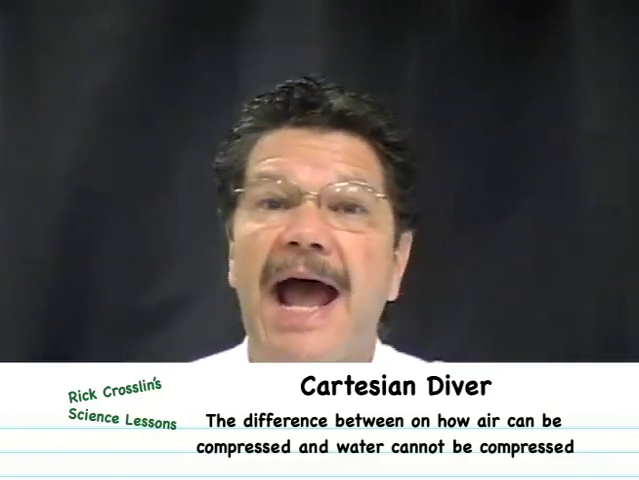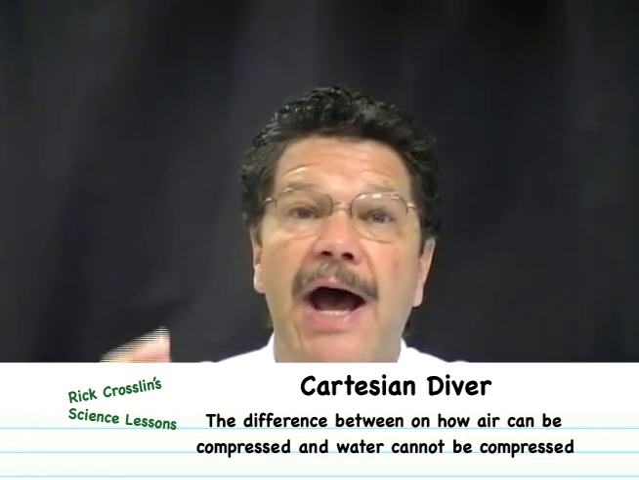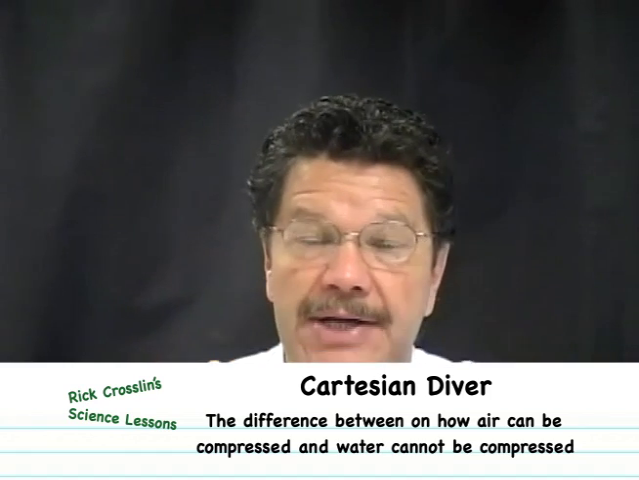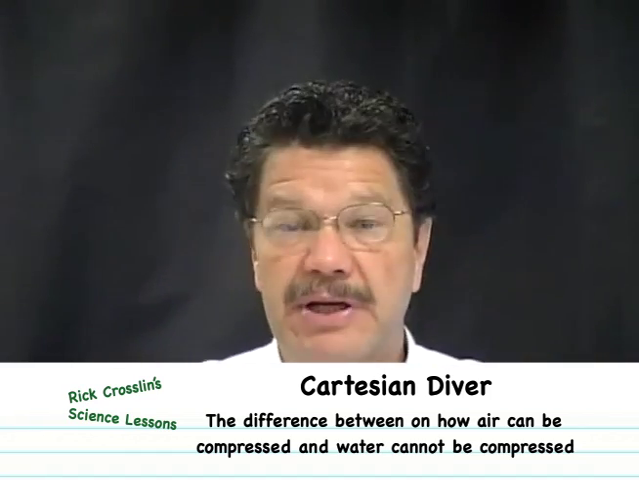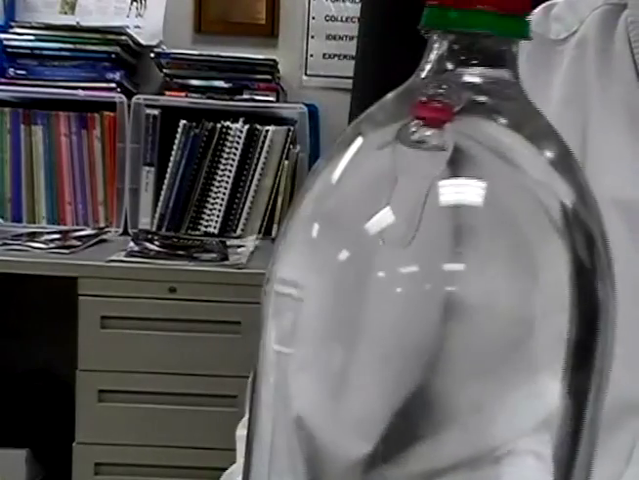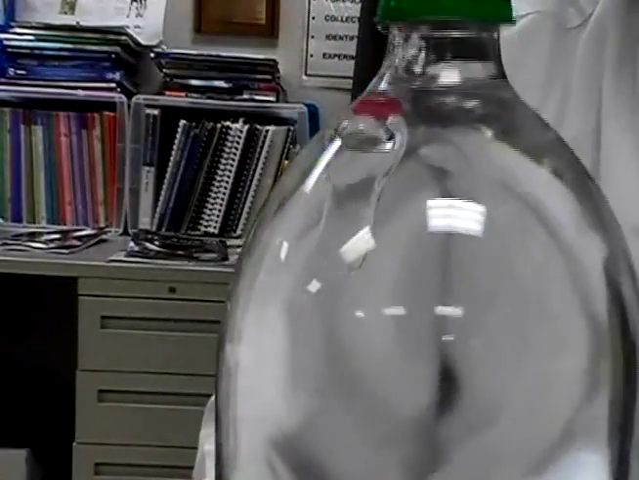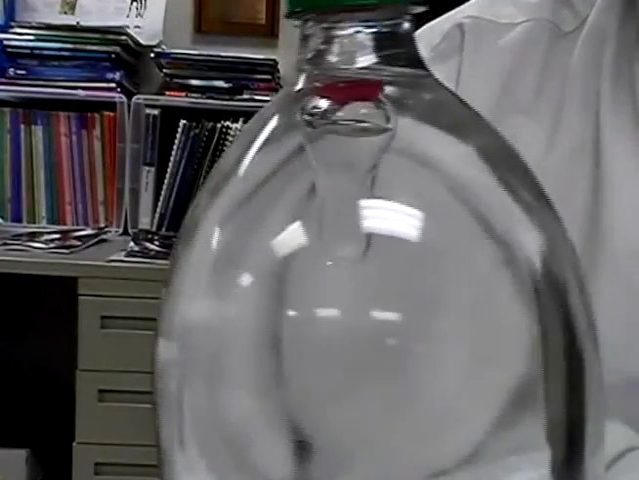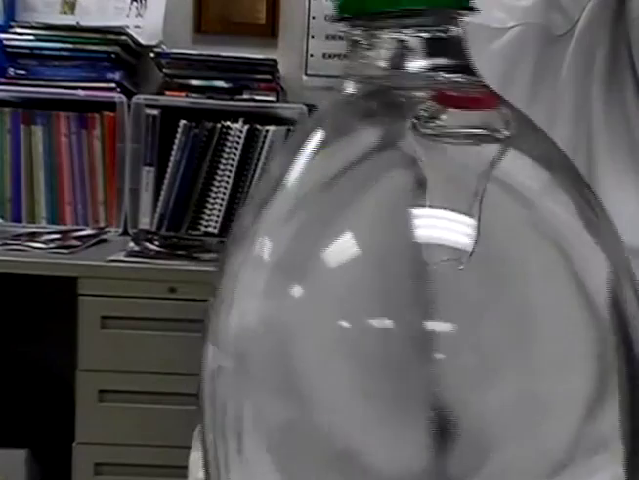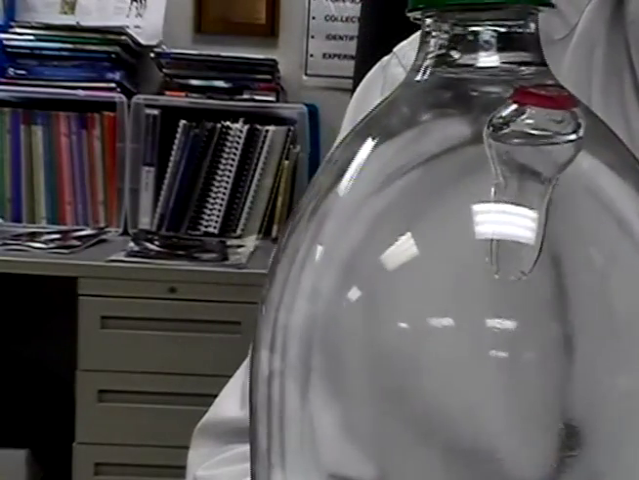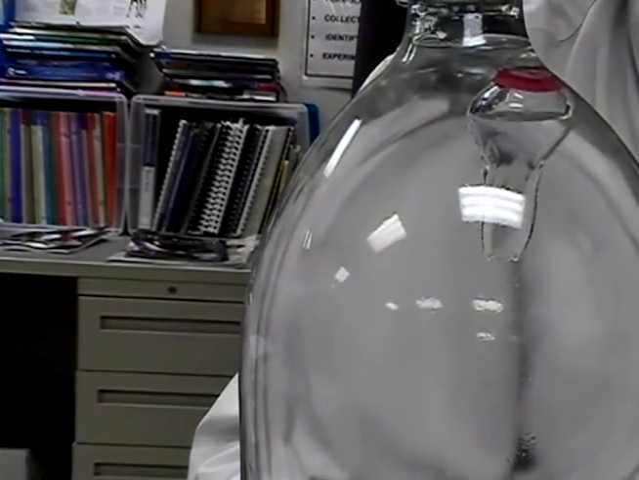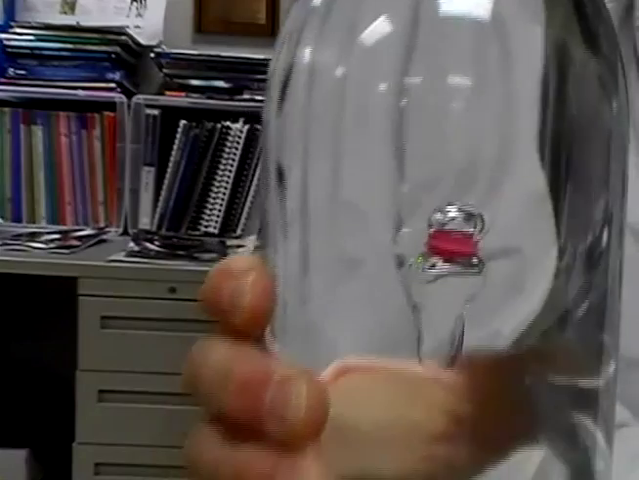But what is a Cartesian Diver? A Cartesian Diver has to do with the difference between how air can be compressed and how water cannot be compressed, basically. And so let me show you, I have here a little Cartesian Diver that you might see. It's right here inside of this 2-liter bottle, and it's a little glass floating device that has water and air in it. And when I squeeze on the sides of the bottle, I can make the diver go down. And when I let go, it goes back up.